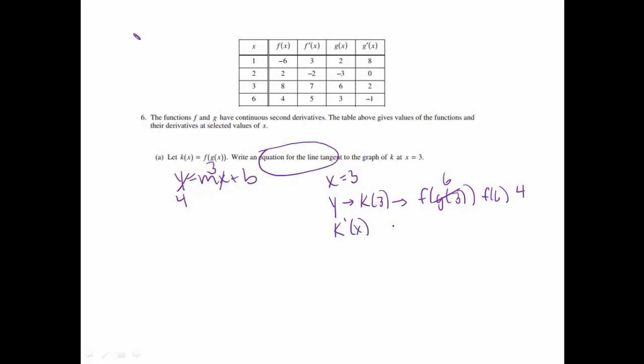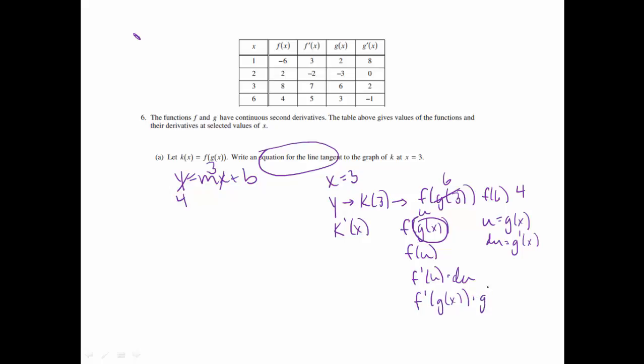All right, so we know that k is equal to f of g of x. I see parentheses, so I'm going to call this u. So over here, u is equal to g of x. The derivative of that would be g prime of x. So this is now f of u. If I take the derivative of f of u, it's going to be f prime of u times du. And let's just put our u's back in. So I'm going to take f prime of g of x times du, which is g prime of x.